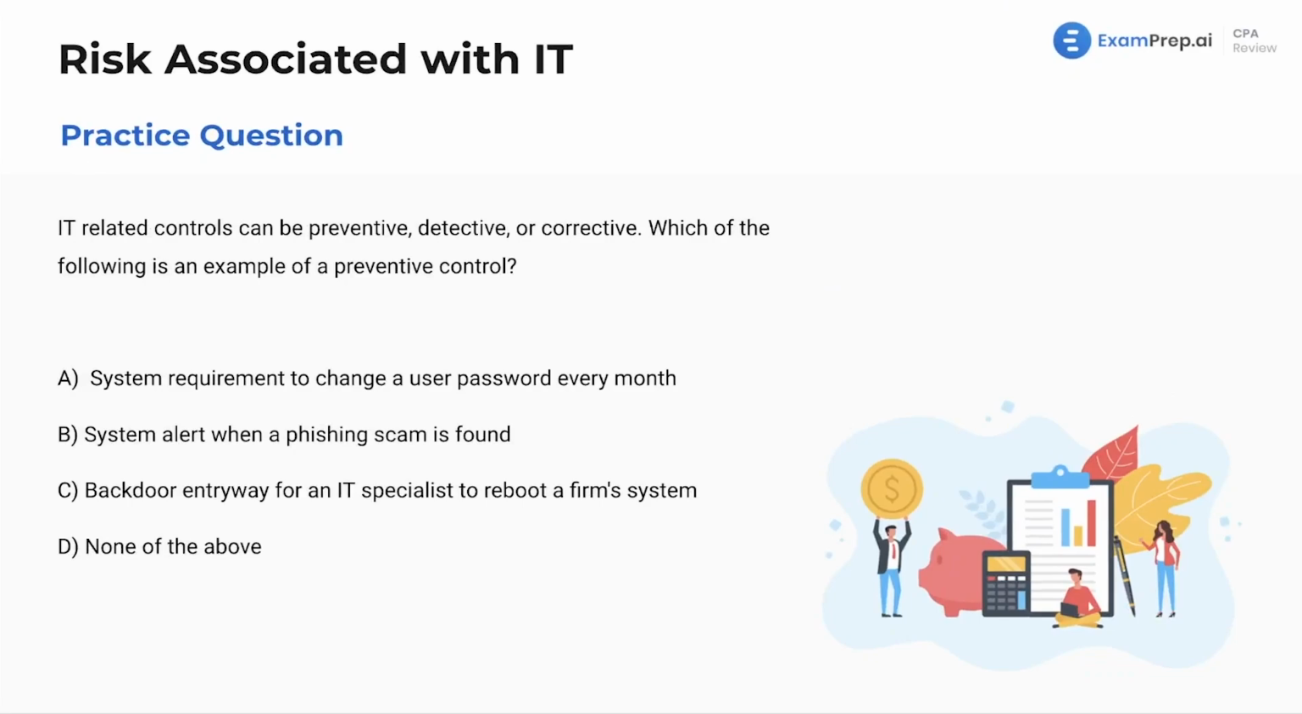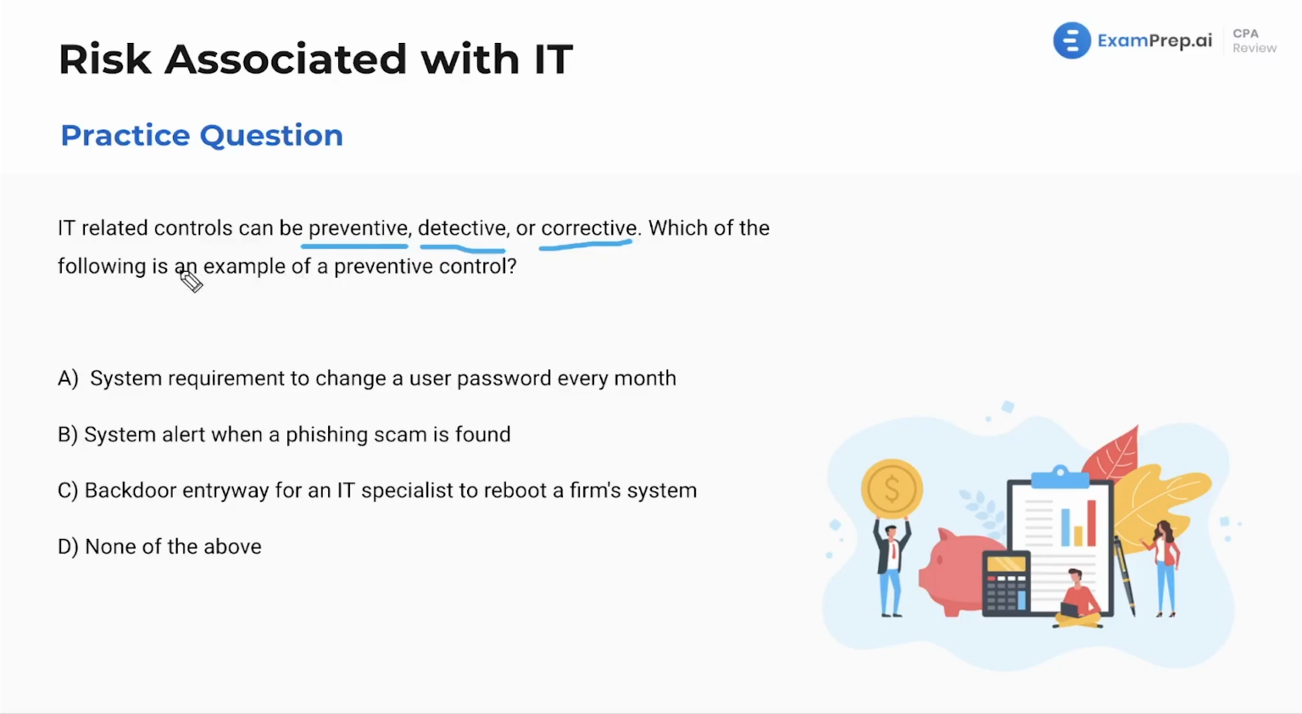Let's run through some questions on risks associated with IT. IT-related controls can be preventative, detective, or corrective. We've seen this, and we can have a firewall, which is preventative. We can have a system that tells us if we've had an attack on us, which is detective, or corrective. We could have a system in our computer that corrects an error or corrects an attack.